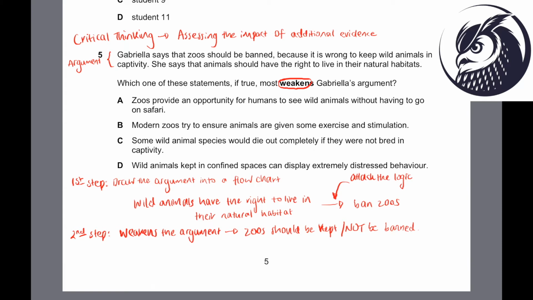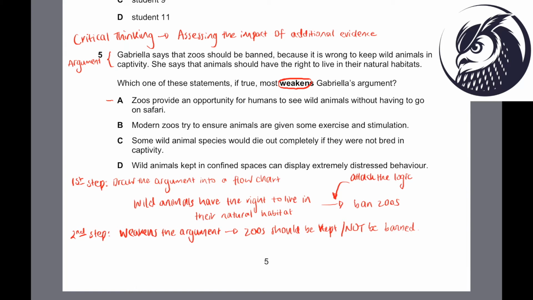So let's look at option A. Option A says zoos provide an opportunity for humans to see wild animals without having to go on safari. So again, like I said, simplify it. Is option A saying zoos should be banned or zoos should be kept? It's saying that zoos should be kept, right? Because it allows humans to see wild animals without having to go elsewhere. Now, I might just put a dash next to option A because it is something that does weaken Gabriella's argument, since it's saying that zoos should be kept as opposed to banned.